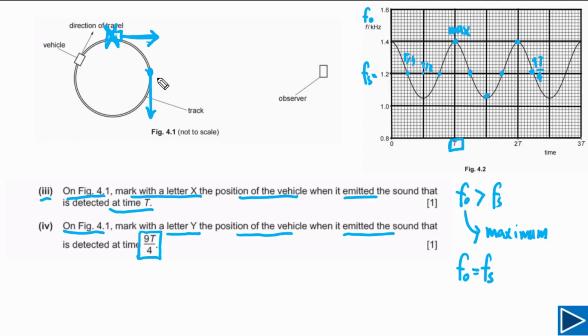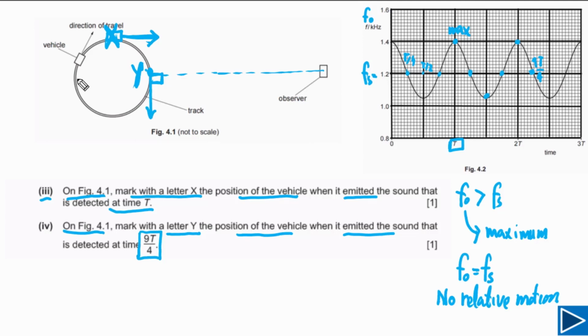In this case you can see if you join source and observer by this line, the angle between them is 90 degrees. It simply means that there is no relative motion between source and observer. So we can write down here no relative motion. So it means the vehicle is at this point.